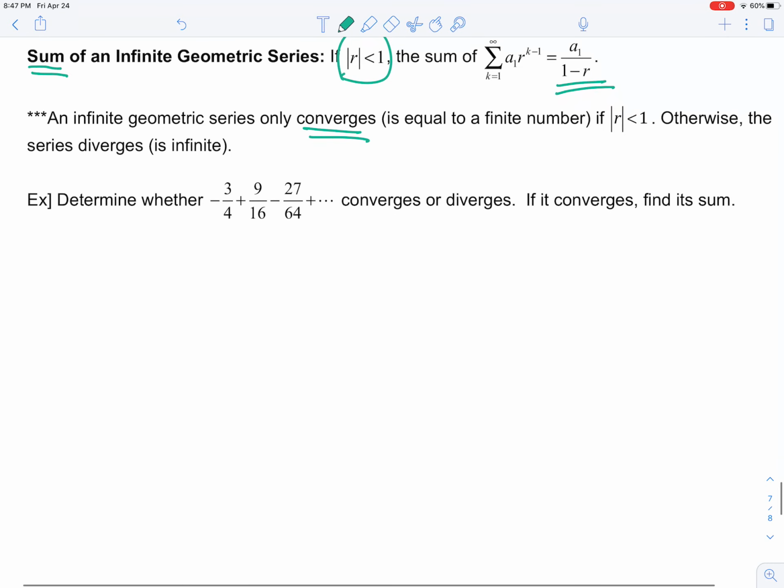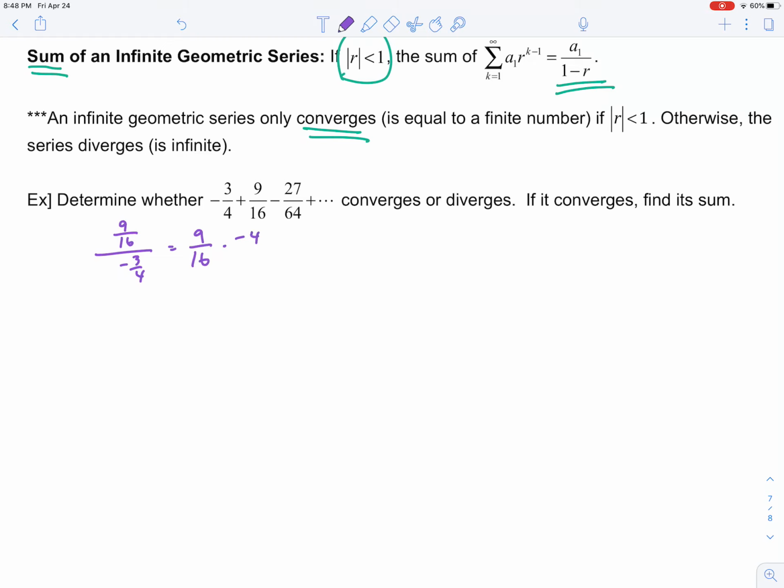So let's try an example. Determine whether this series converges or diverges. If it converges, find its sum. So the way to determine if it converges is to find the common ratio and see if its absolute value is less than 1. To find the common ratio, I can divide consecutive terms. So I'll take the second term and divide it by the first term.